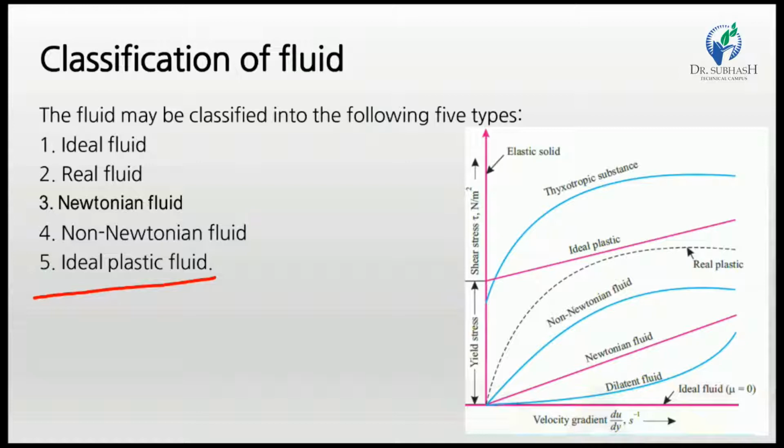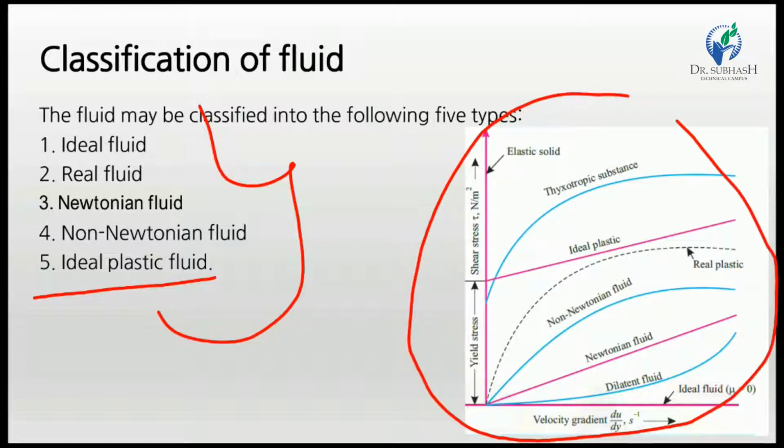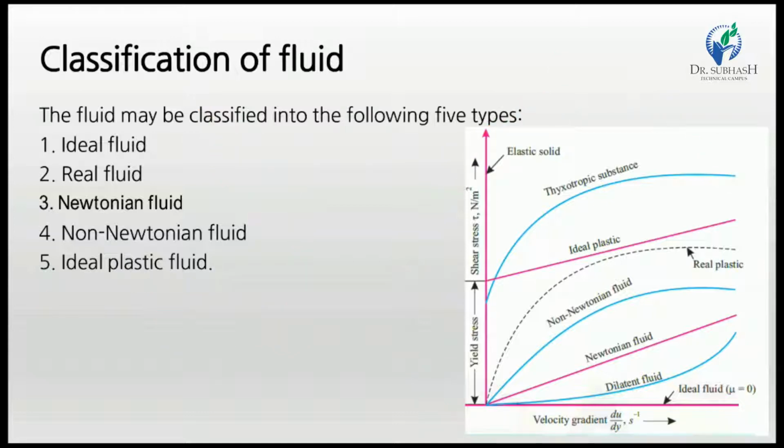Now, we can easily study the behavior of all fluids by the shear stress versus shear strain diagram, or graph. Here in this figure, the shear stress versus shear strain diagrams of all fluids are combined together in one figure. So we can easily study all types of fluid and differentiate the fluids and their properties. Okay, so let's start more discussion about these 5 categories of fluid.